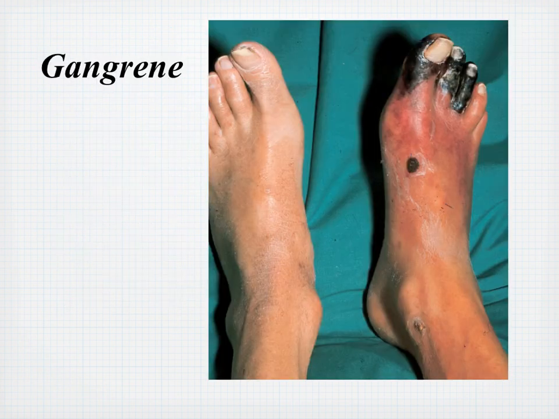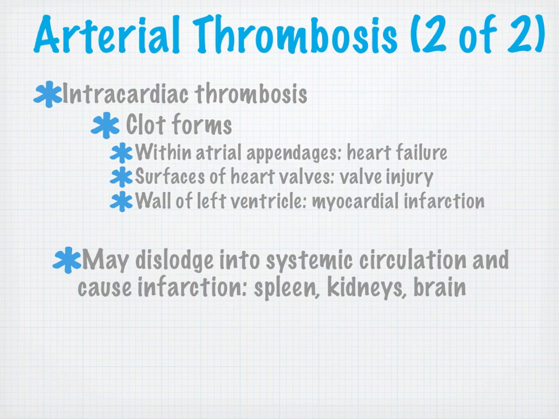There's gangrene. And then arterial thrombosis from intracardiac thrombosis, you end up with a clot that forms within the atrial appendages, and the person ends up with heart failure. You can have a clot on the surfaces of the heart valves, and that's not that uncommon, valve injury. And then you can have a clot on the wall of the left ventricle, and that causes a myocardial infarction, and those can dislodge and free range around to other end organs.